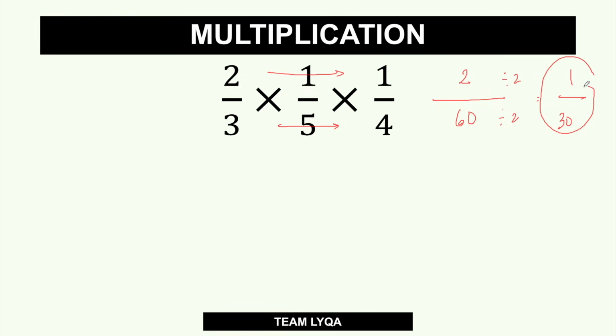Diba? Mas madali talaga pag multiplication. So, pag nakakita ka ng multiplication sa exam, bonus yon. Mas mahirap pag addition or subtraction. Sa case ng fractions, at least. Alright? So, 1 over 30 yung sagot.